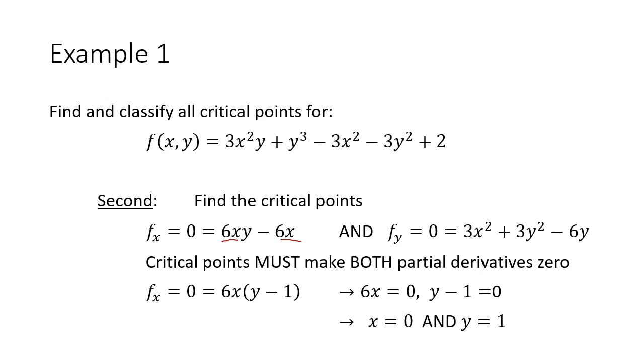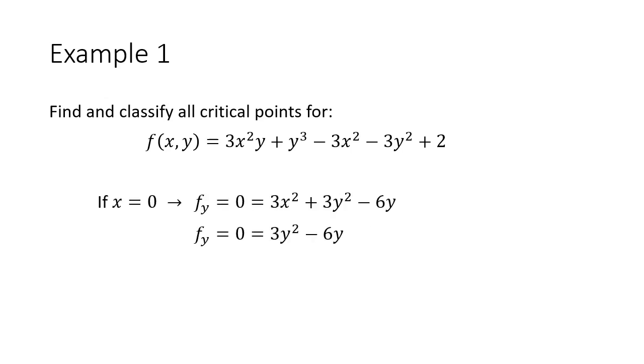All right, so what we know now, again, is our partial with respect to x. If my x coordinate is 0, then my partial is 0. If my y coordinate is 1, my partial is also going to be 0. So these are two potential solutions, but I need both of my partials to be 0. So I need to take the result from looking at the partial with respect to x and plug that into my partial with respect to y.